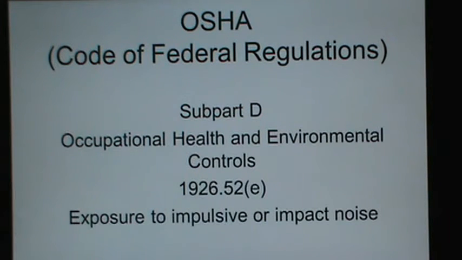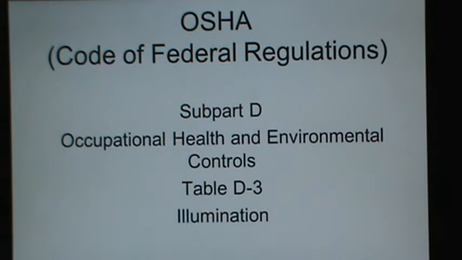And then paragraph 52(e) discusses exposure to impulsive or impact noise, and it should not exceed 140 peak decibels. Now you'll go about 10 pages further in the book, and you'll find a table D-3, which discusses illumination. The left-hand column tells you how much light you need. The right-hand column is the corresponding types of construction in areas on the job site. So you might want to take a minute and look at that.